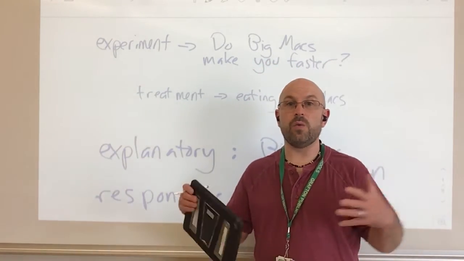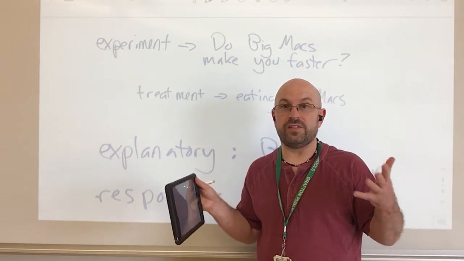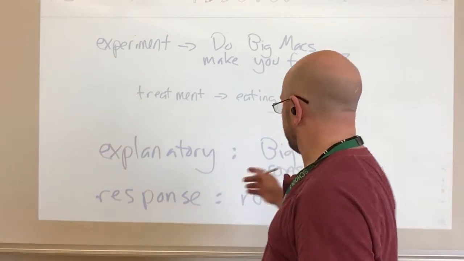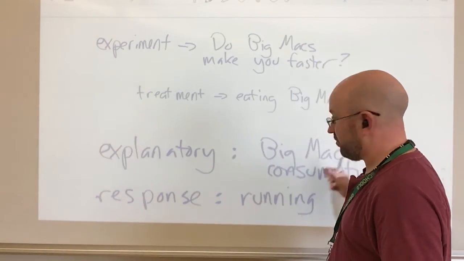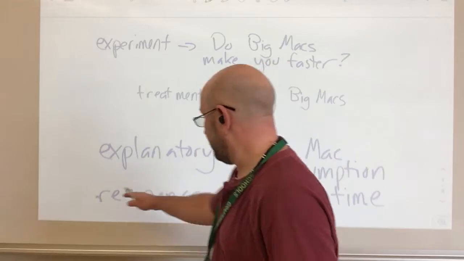We're going to talk about how we can set this experiment up to see how it works. But ultimately, our explanatory variable is Big Mac consumption. We are trying to see if Big Mac consumption can affect running time. And our response, running time.